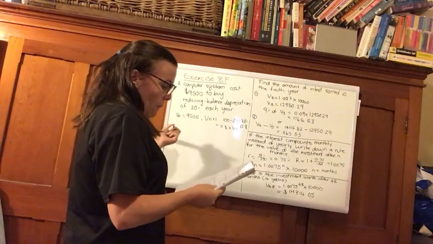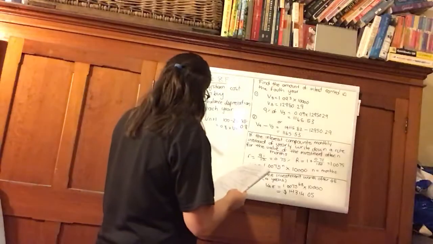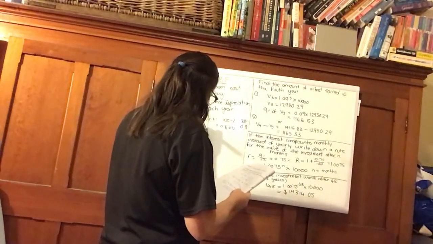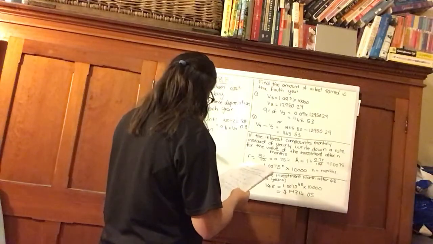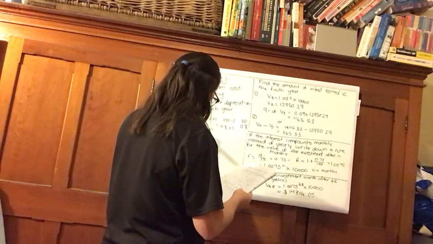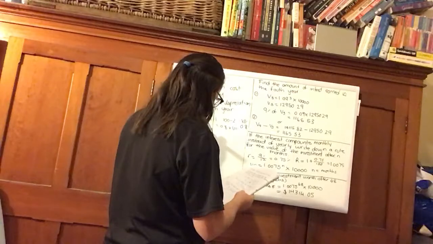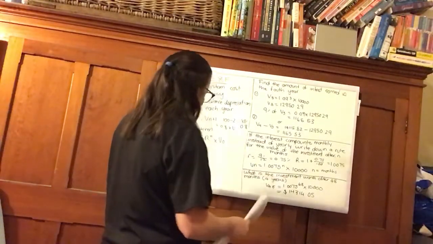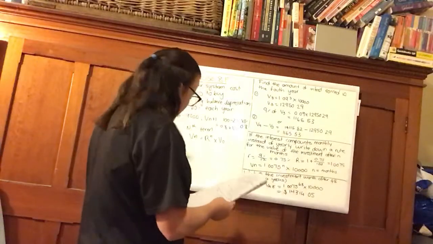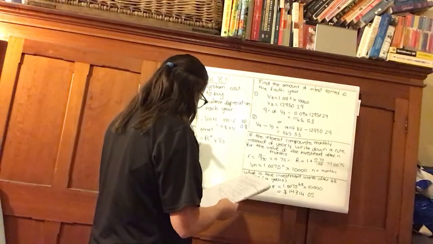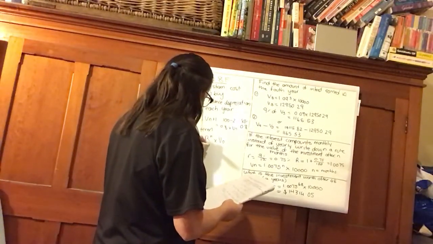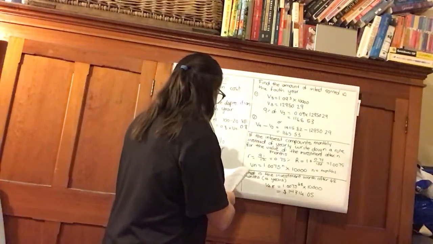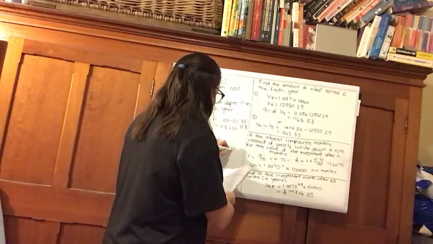So, for the nth term, we're going to have Vn is equal to R raised to the power of n multiplied by the V0. So the Vn is going to be 0.8 raised to the power of n multiplied by the 9,500.